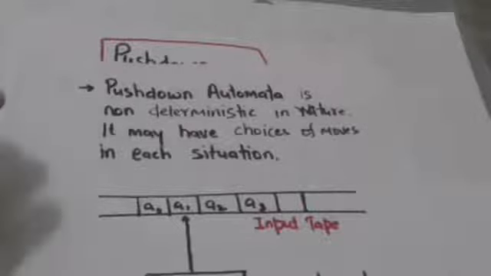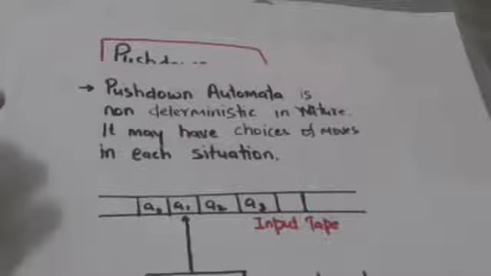It consists of an input tape, a finite control, and a stack. A string of input symbols which this pushdown automata is going to read is written on the input tape, right? Now this head points to the input symbol on the input tape which this pushdown automata is going to read. This head points to the top element of the stack.